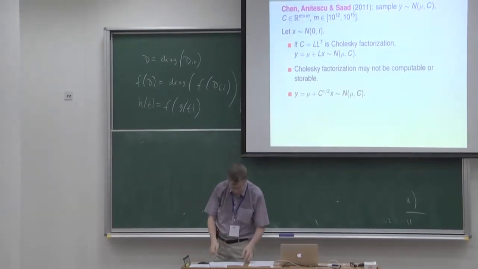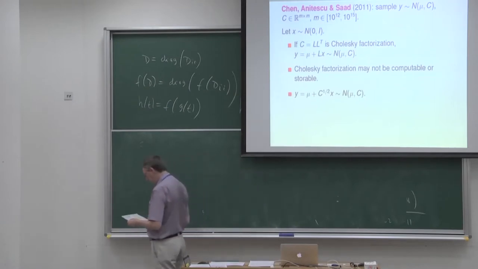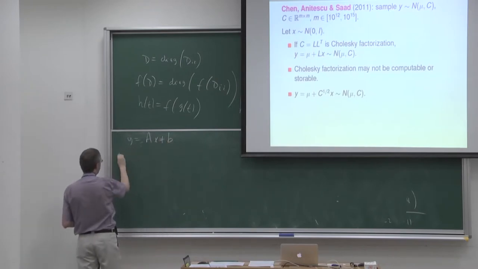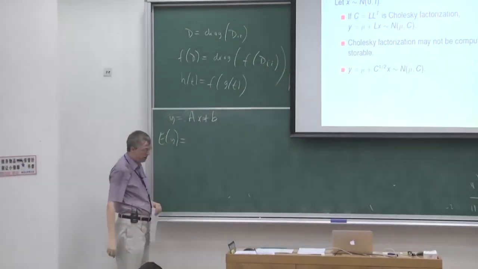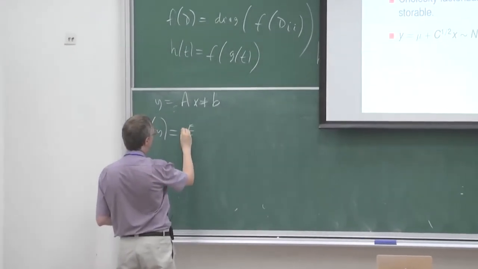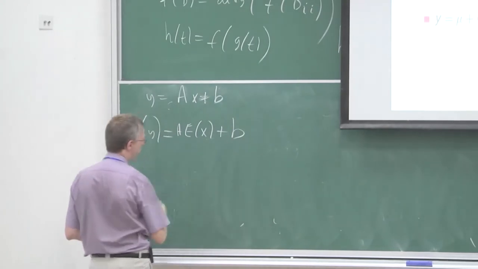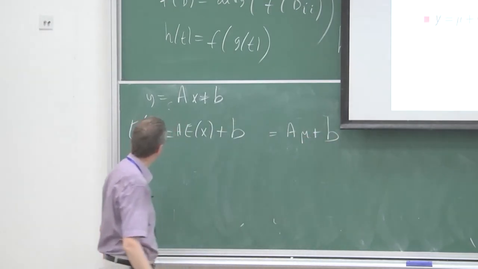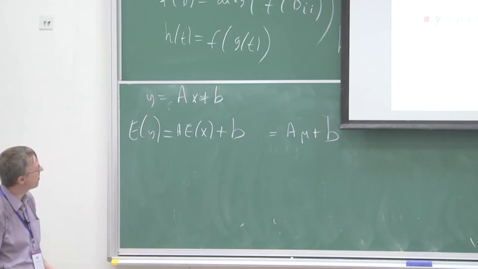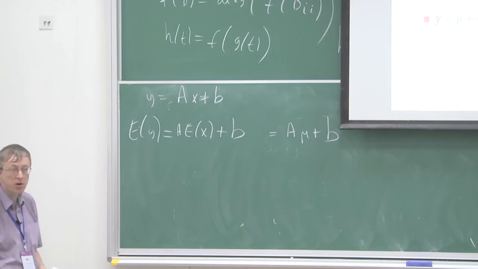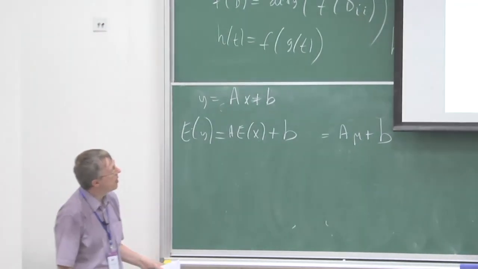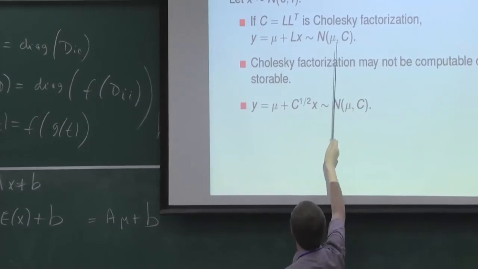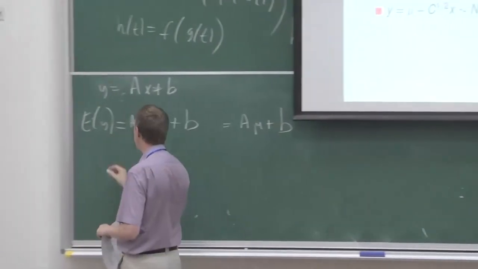So we just need to recall the definition of these things. So y is Ax plus b. So the expectation of y, the expectation is linear, so this will be A times the expectation of x plus b, and the expectation of x is mu, so that's A mu plus b. So that's just saying the expectation of a linear function of x is the same function of the expectation. So this proves that y has the right mean. But what about the variance? That's the interesting part. So what is the variance of y?